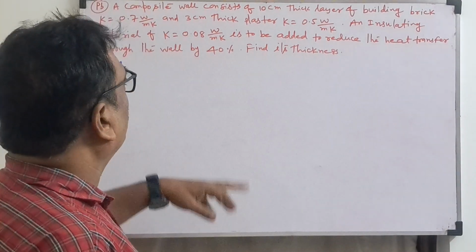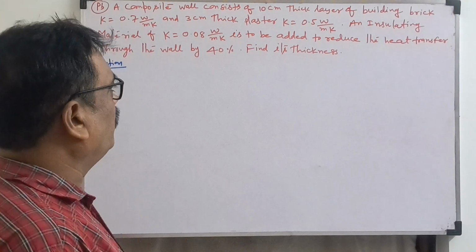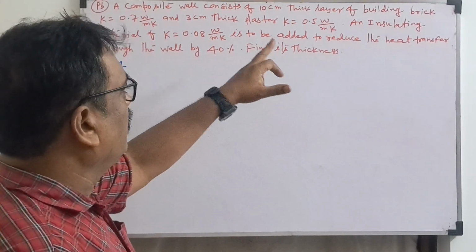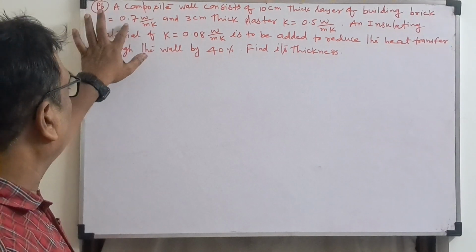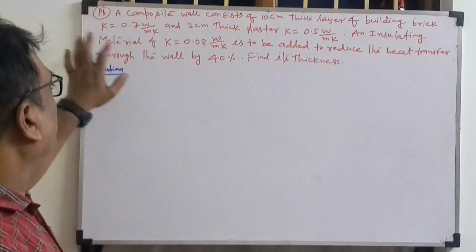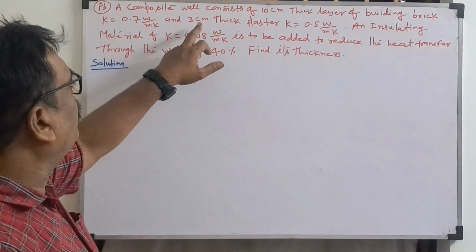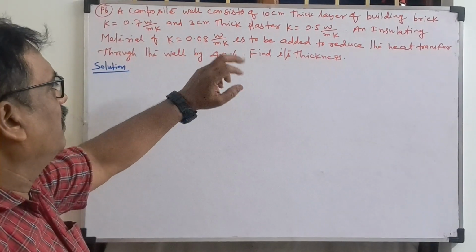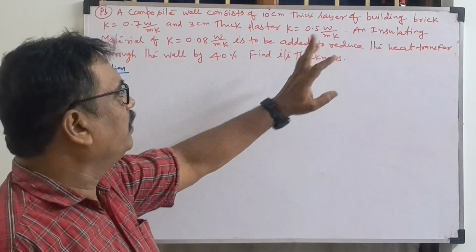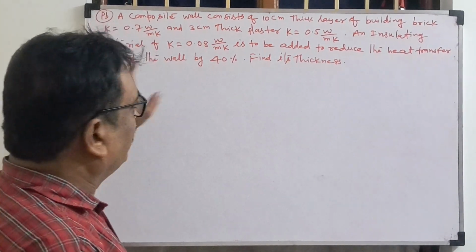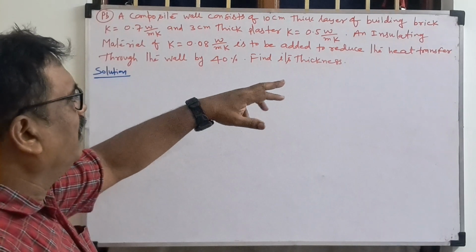A composite wall consists of a 10 centimeter thick wall. One wall thickness is 10 centimeter, building brick, with thermal conductivity K given as 0.7 watt per meter Kelvin. And another block thickness is 3 centimeter, that plaster block, whose thermal conductivity is 0.5 watt per meter Kelvin. That is case 1. Then case 2, what is there?